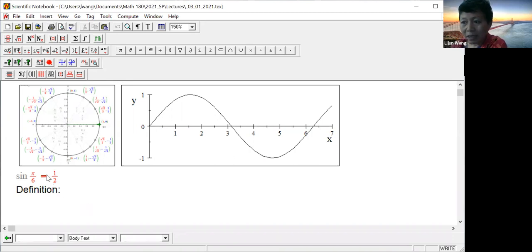By definition, what is the definition? Pi over six. How is pi over six measured? From the standard position, right? So you have pi over six. Let's go through the function process. Since we do this, let's do it thoroughly, okay? So pi over six is the input, and the output is sine pi over six.